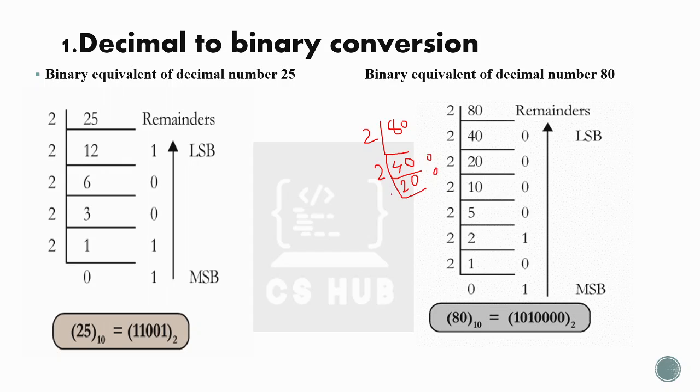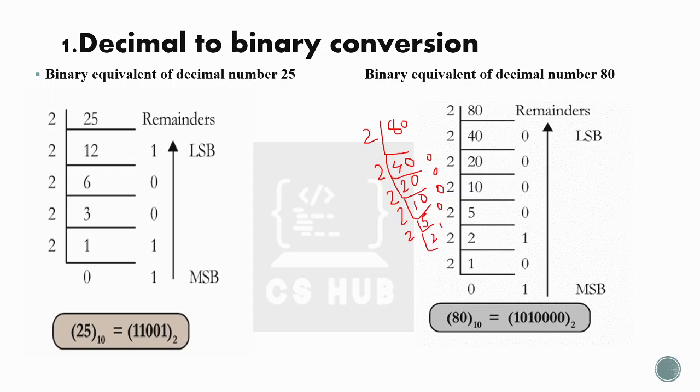Next, 20 is again divided by 2. We get 10 as the answer, and again the remainder is 0. This 10 is again divided by 2. We get 5 as the answer, and the remainder is 0. This 5 is divided by 2. We get 2 as the answer, but the remainder is 1.